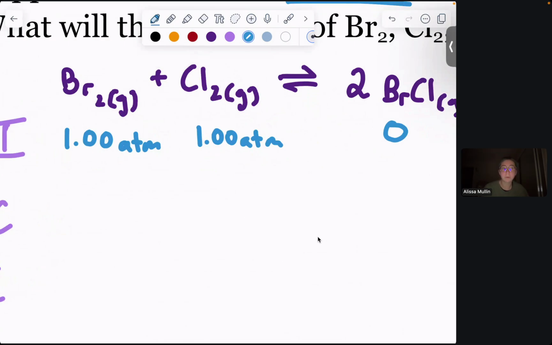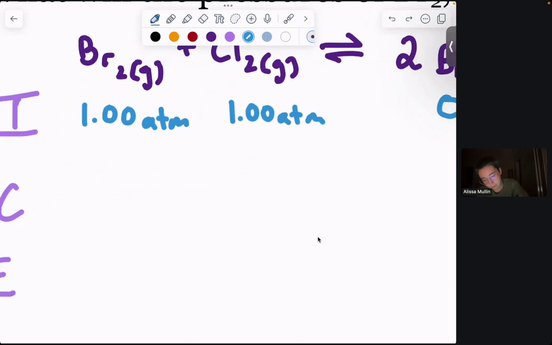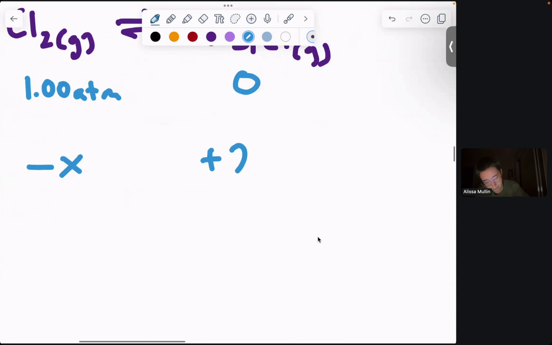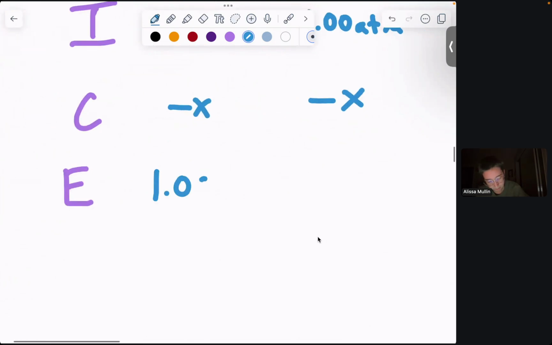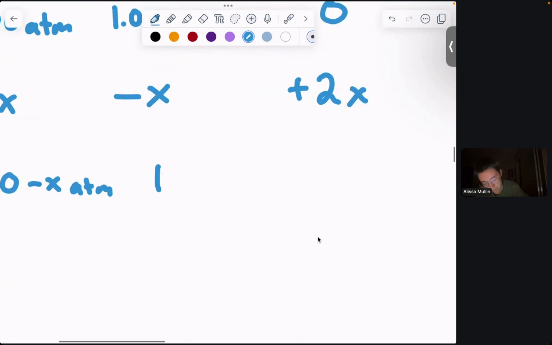And then the change would be based on our molar ratios. So over the course of this reaction, I have to use up 1 of each, 1 Br2 and 1 Cl2, and I get to make 2 of those for every 1 Br2 and 1 Cl2 that I use. So every time I use up X amount of those, I get to make 2X amount of that, right? So for equilibrium, I could make an expression for what that pressure is going to be at equilibrium. It'd be that minus X, right? This minus X.